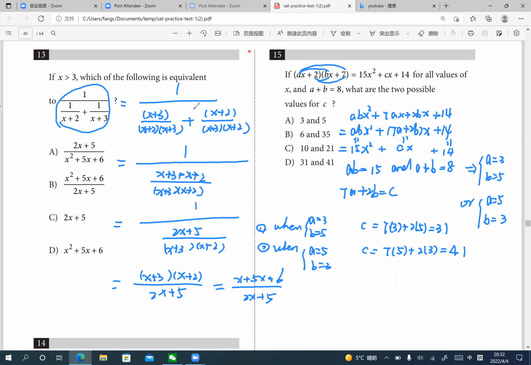Next step, we add the two fractions together. We get numerator as x plus 3 plus x plus 2, and the denominator is the same, x plus 3 times x plus 2. Now simplifying, the numerator is 2x plus 5. Next, we divide by this term, which means we multiply by its reciprocal. So we get x plus 3 times x plus 2 divided by 2x plus 5. Then simplify the numerator, we get x squared plus 5x plus 6, and the denominator is 2x plus 5. So we should choose option B.